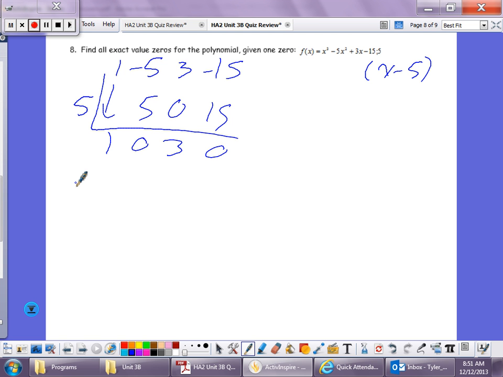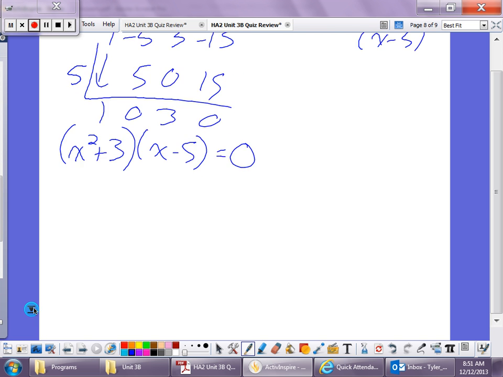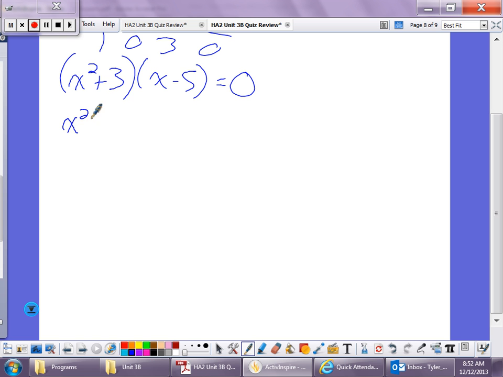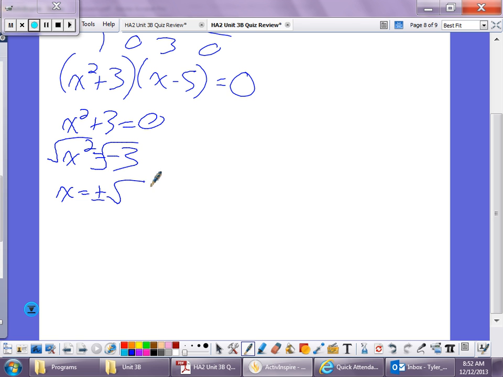So I go down 1 degree. So I have x squared plus 3 times x minus 5. So now to solve this, you just set each part separately equal to 0. So you get x squared plus 3 equals 0. So I subtract 3. X squared equals negative 3. Take the square root. So x equals plus or minus the square root of negative 3.